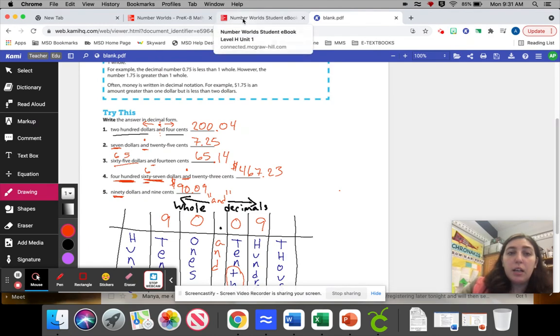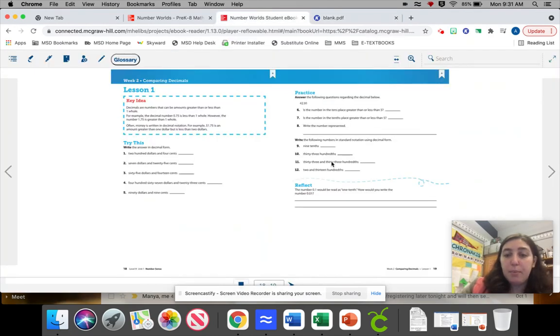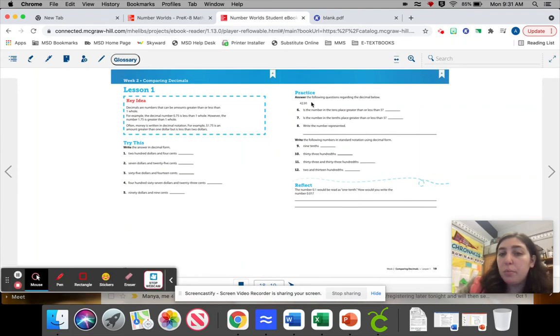Now take a look in your math books at page 19. This is what you're going to be doing. This is your practice, so it's asking you to answer the following questions regarding the decimal below. It shows you the decimal, and then it's asking you some follow-up questions. Okay, please answer those questions, do the reflection, and let Mr. Schmidt or I know if you have any questions.